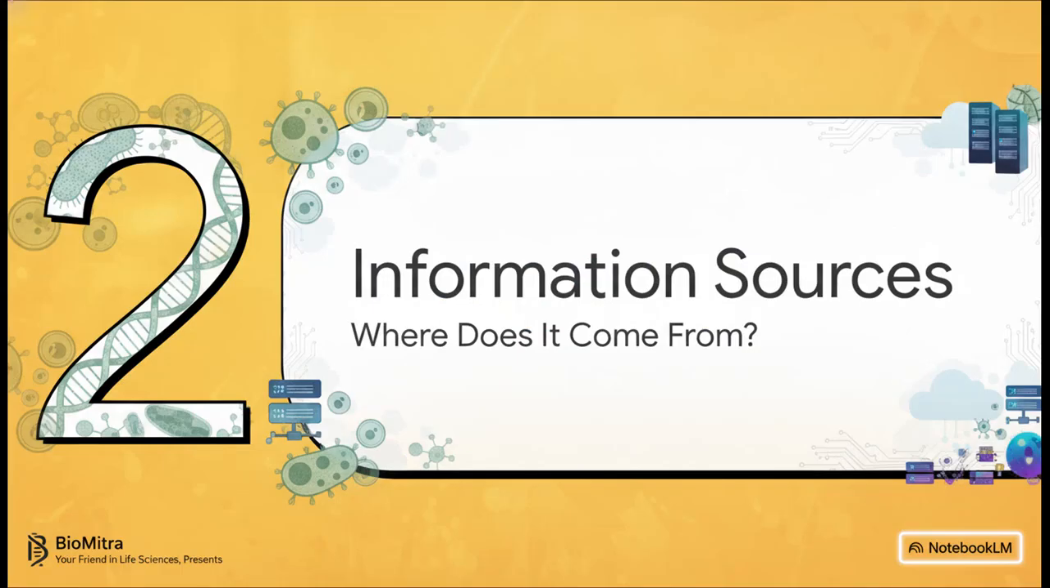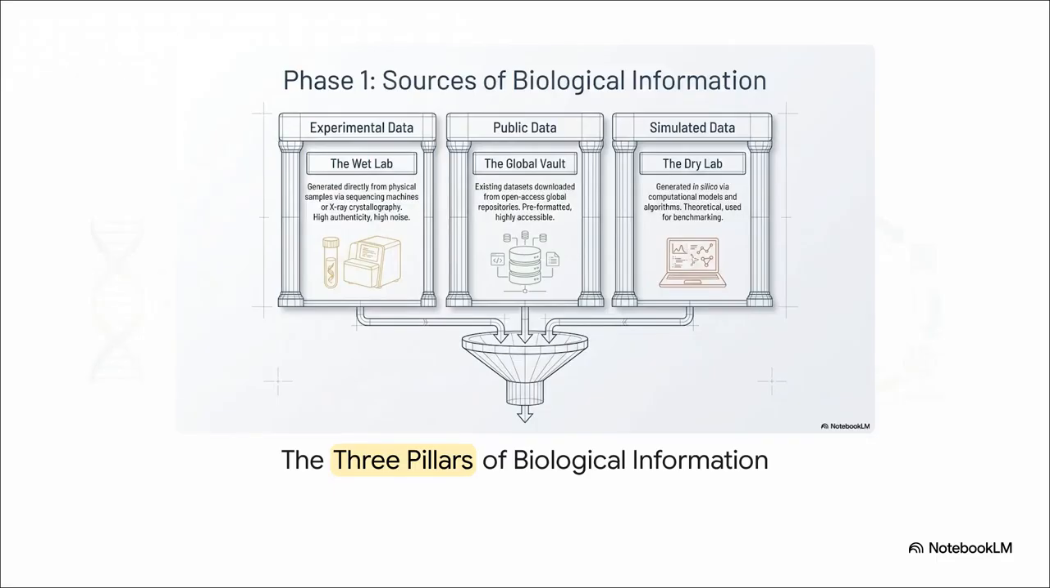Moving right along to Section 2, sources of information. Now that we know what the data is, where does it all actually come from? Basically, it funnels in across three distinct pillars. On the far left, we have experimental data, affectionately known as the wet lab. This data comes directly from physical samples. Think sequencing machines or X-ray crystallography. It has extremely high authenticity, but also high noise.